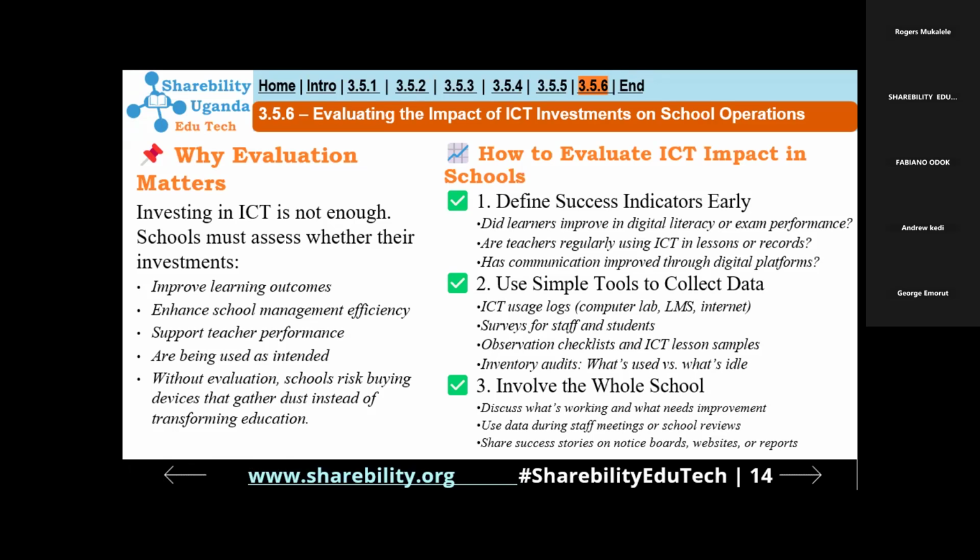So your learners are there. Of course, I'm not saying EduTech will make them fail. They will actually pass because you need to balance everything. But make sure that you define your indicators early. Use simple tools like ICT usage logs and surveys. Make sure that you involve the whole school, so you have a club, and see what learners are able to do. So that your learners will be different from the other school, which is giving them cram work to pass PLE, and they don't bother about co-curricular and other skills like ICT skills.